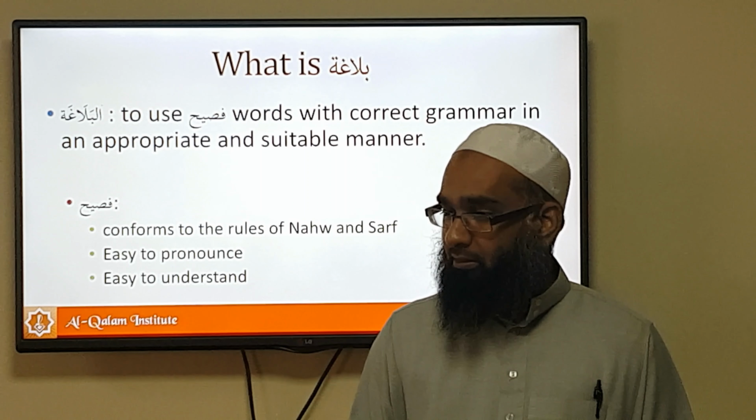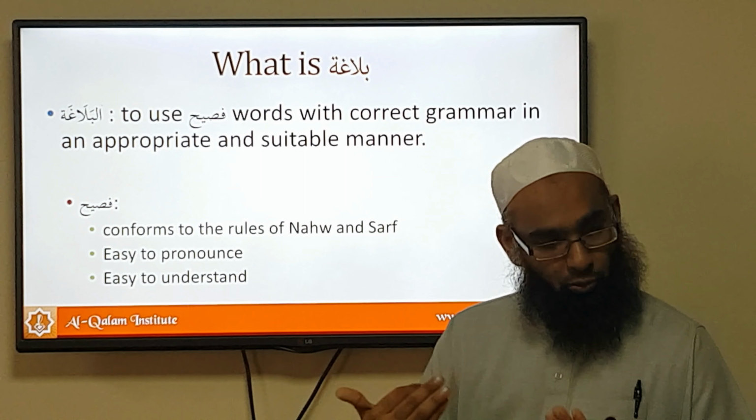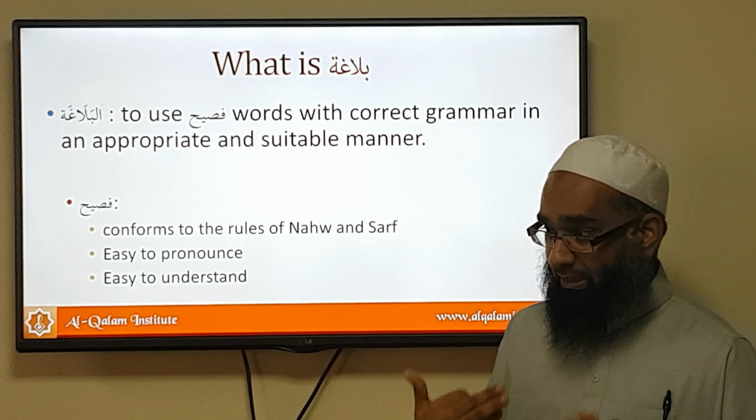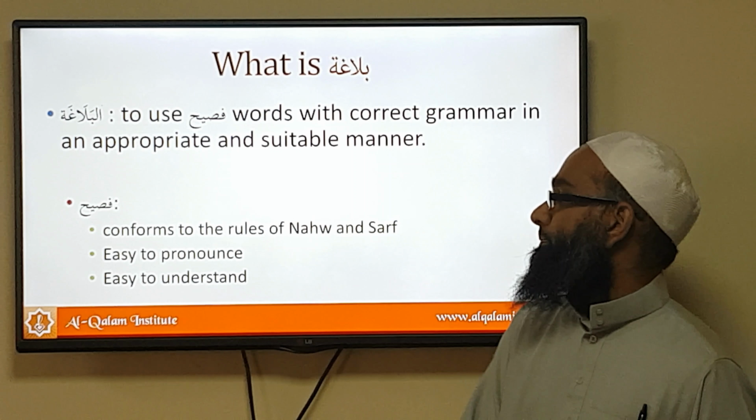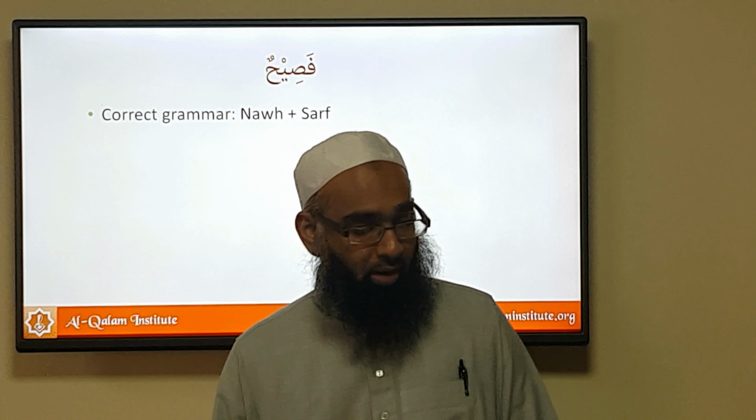Imagine, for example, you're speaking to a bunch of kids. Now you're going to use high language. They don't understand what you're saying, but that's not eloquent language. It's to use the correct language grammatically, which suits the needs of the audience. So when you say Fasih, it has to be correct in terms of grammar and Sarf.